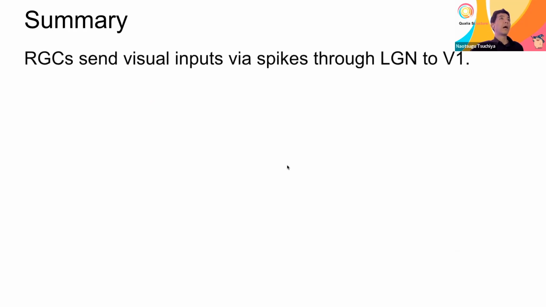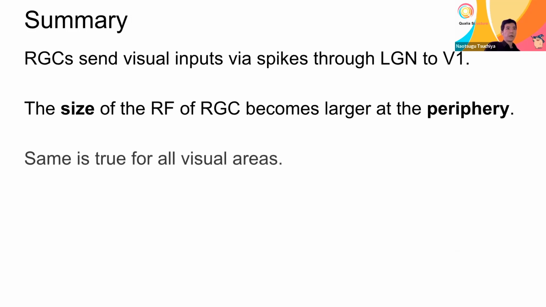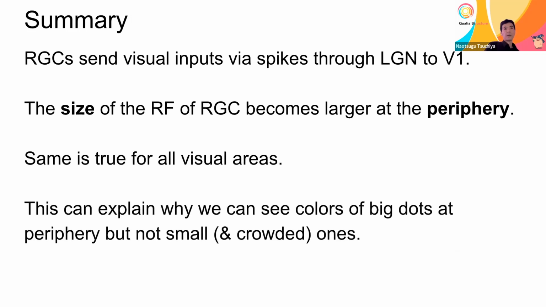So in summary, retinal ganglion cells send visual inputs via spikes through the LGN to V1, and the size of the receptive field of retinal ganglion cells becomes larger at the periphery. And the same is true for all visual areas. And this can explain why we can see colors of big dots at the periphery, but not small ones.